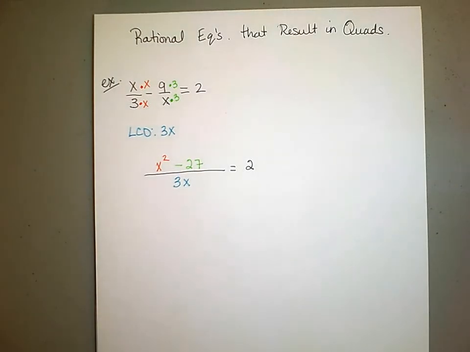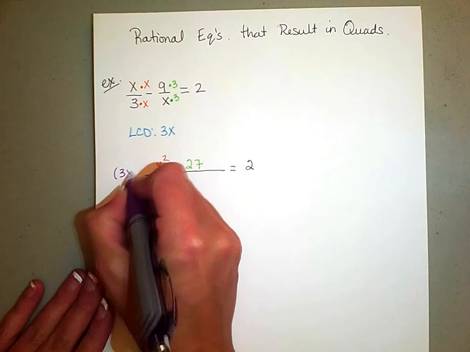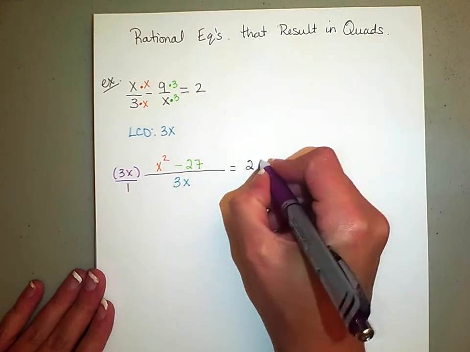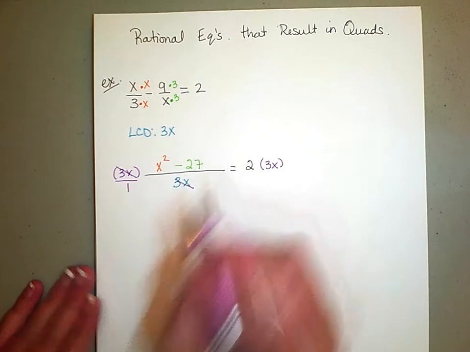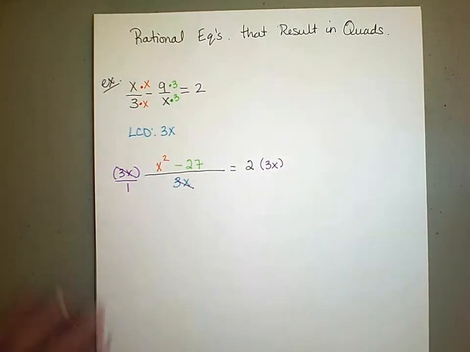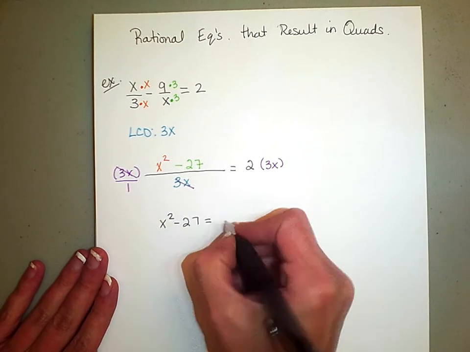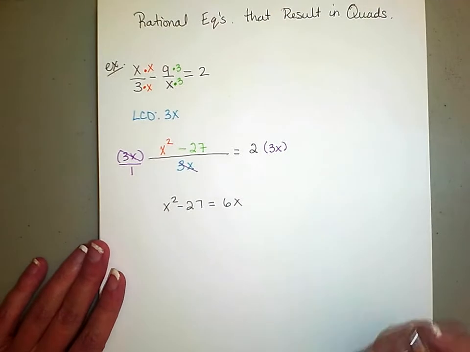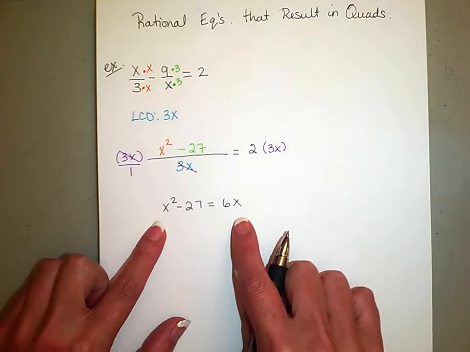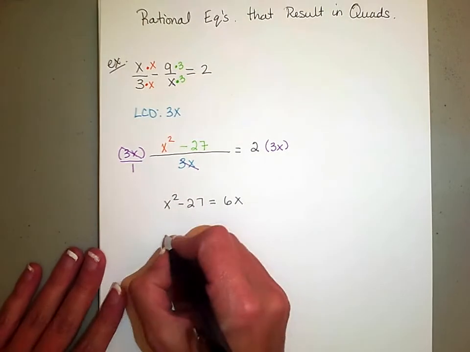And as soon as we have that, we can get rid of the rational equation by multiplying through by our least common denominator, which will lead to these canceling. And then we'll just have x squared minus 27 is equal to 6x. 2 times 3 is 6. Okay. And so here it is. Here's the quadratic that resulted, and we just have to solve that.